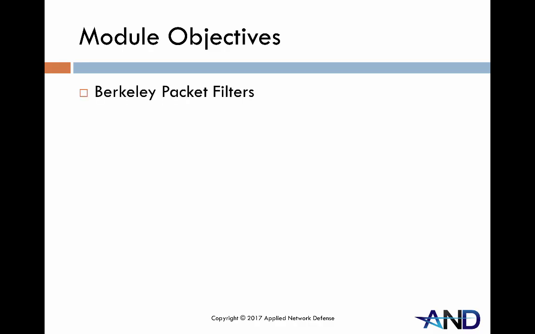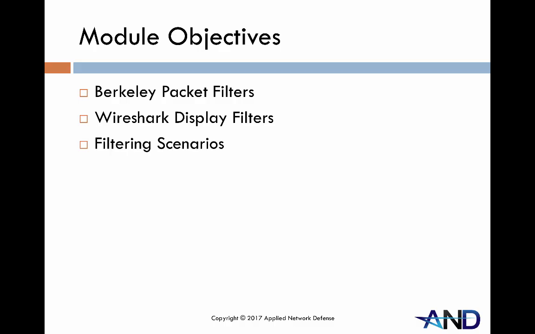Now, to do that, we're going to cover the two main types of filters that you'll apply. The first of these are Berkeley packet filters, or BPFs. Then we'll look at Wireshark's display filters, which are based upon Wireshark's protocol dissectors. And then we'll talk about a bunch of different filtering scenarios. I'll show you, as we're doing these explanations, a lot of different filters. And then towards the end, I'll give a bunch of specific scenarios that are not just for teaching purposes, but actually practical things that you might use when you're going about the business of filtering down packet captures.